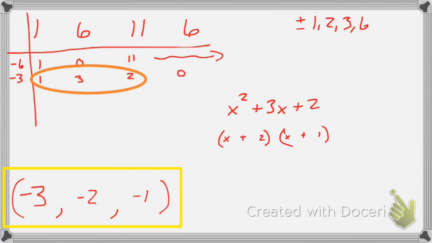If you would have guessed one of the other two first, that's fine. Maybe you guessed and got -1 first. You would have got the other two from your monkey method. Doesn't really matter which one of those three you guess first. You're going to get the other two through the factoring.